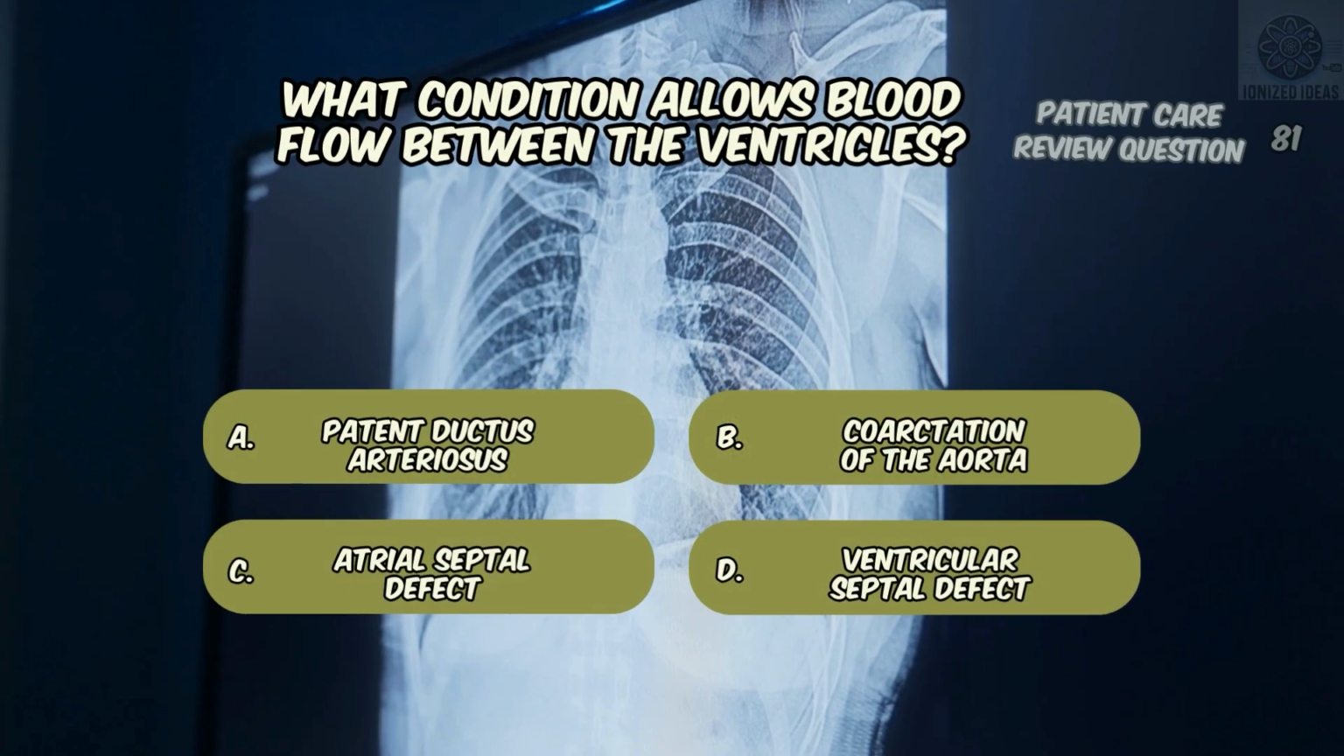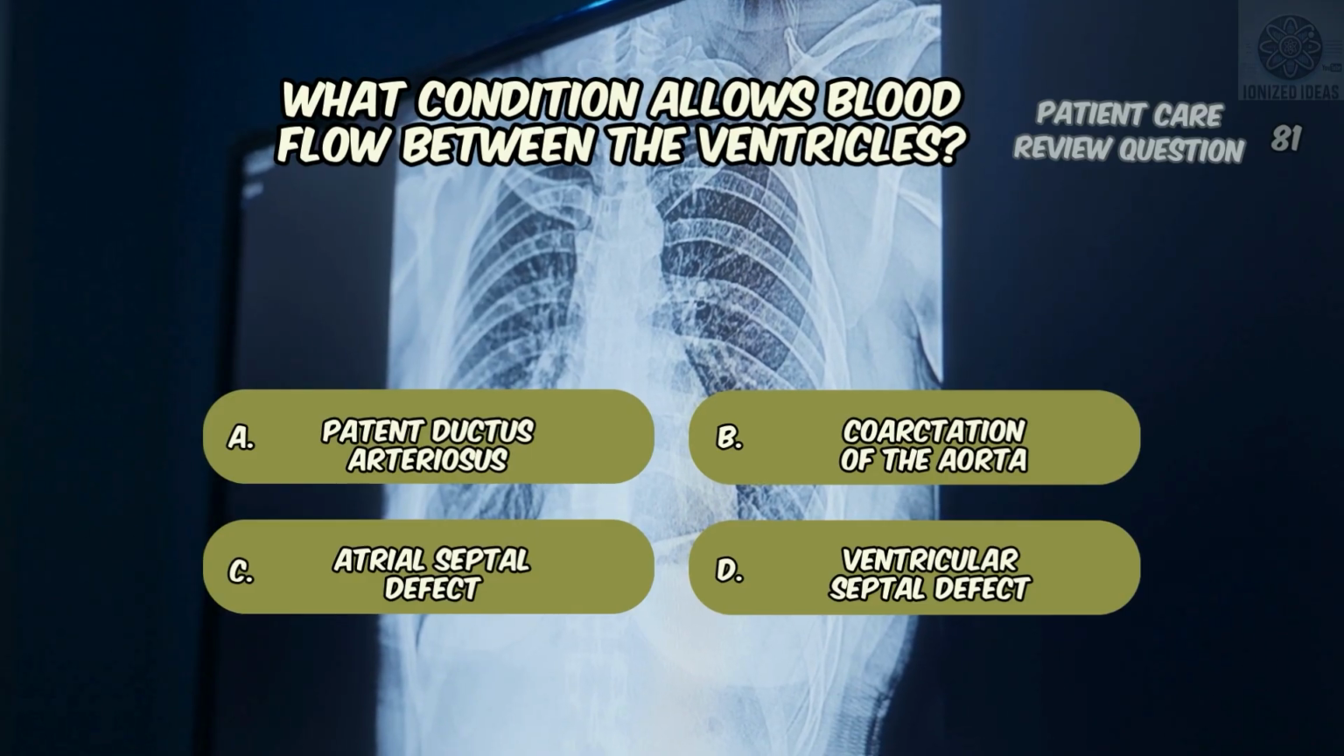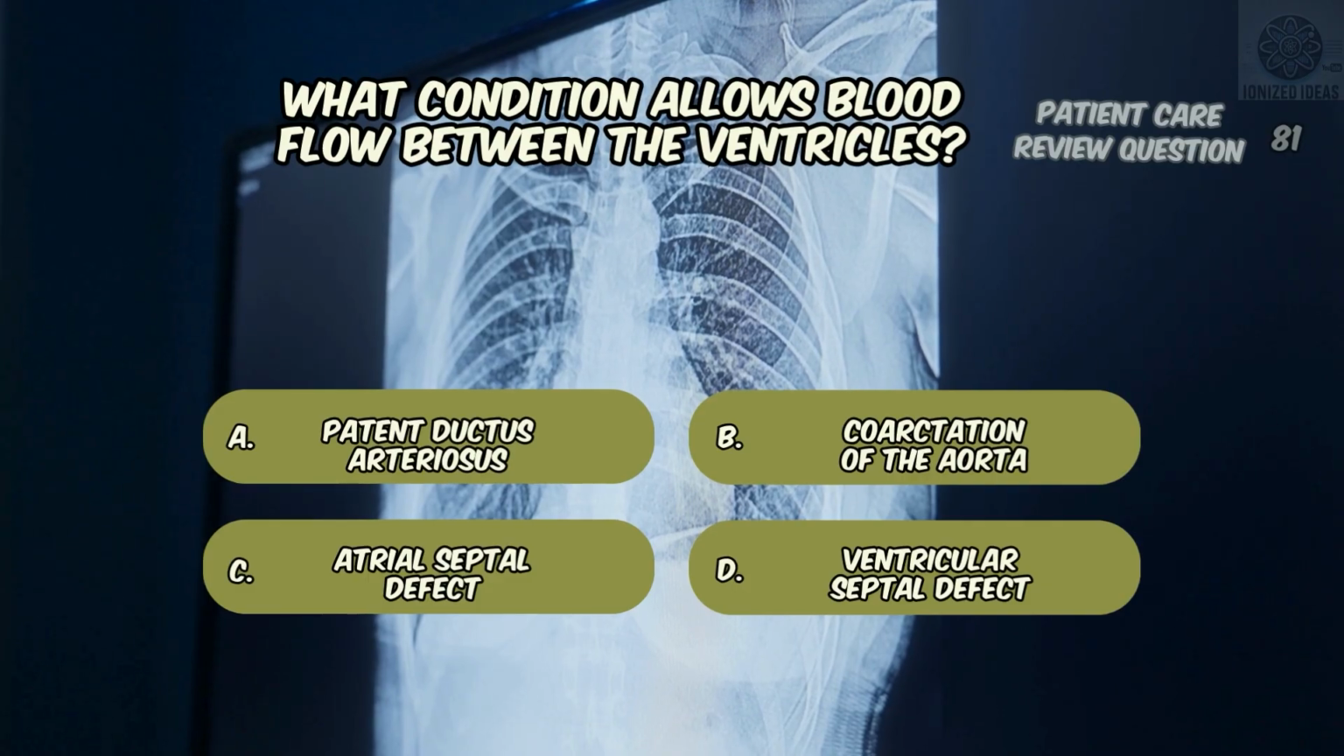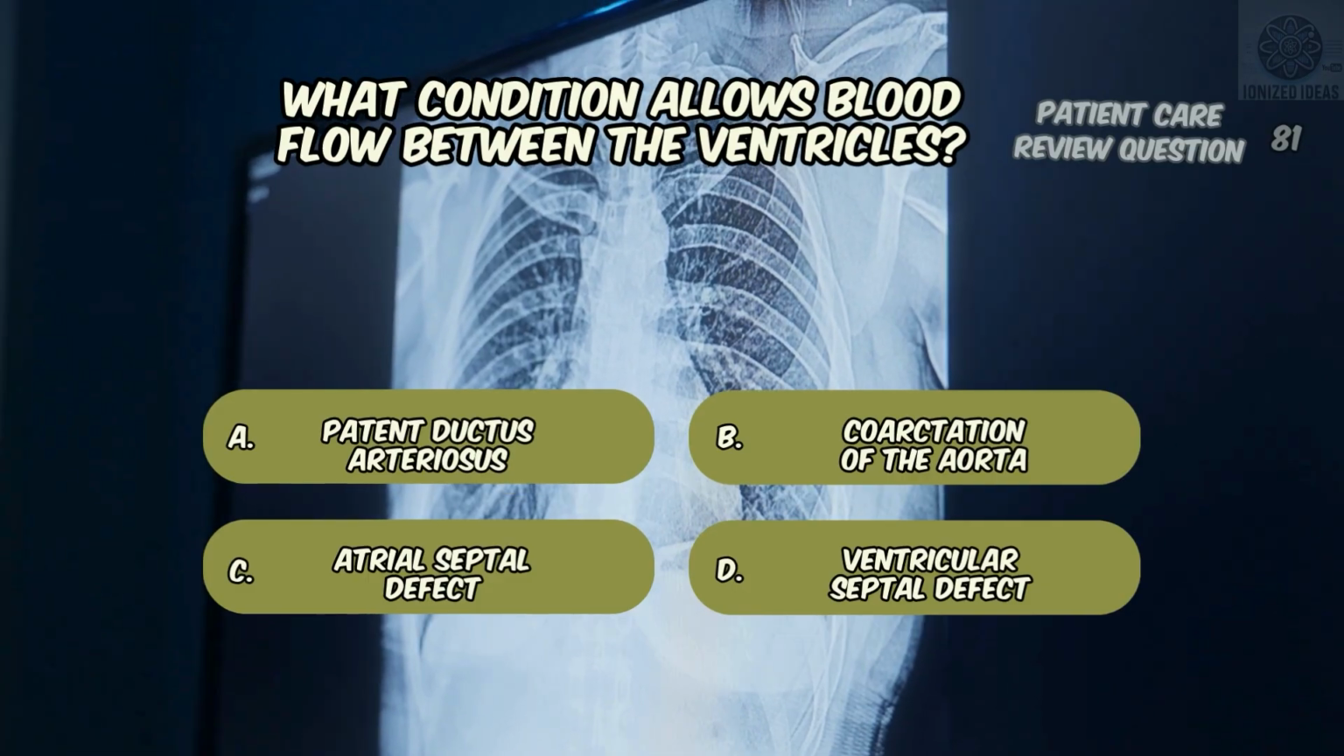What condition allows blood flow between the ventricles? A. Patent ductus arteriosus. B. Coarctation of the aorta. C. Atrial septal defect. D. Ventricular septal defect.